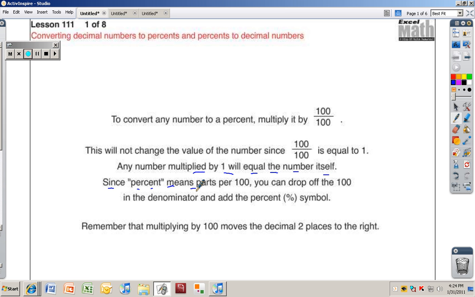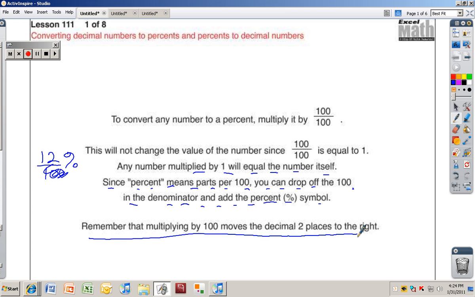Since percent means parts per 100, you can drop off the 100 in the denominator and add a percent symbol. So if we have, say, 12 over 100, I can just get rid of the 100 and write the percent symbol instead, because 12 over 100 means 12%. Easy cheesy? Remember that multiplying by 100 moves the decimal 2 places to the right. And we had a lesson before on that.